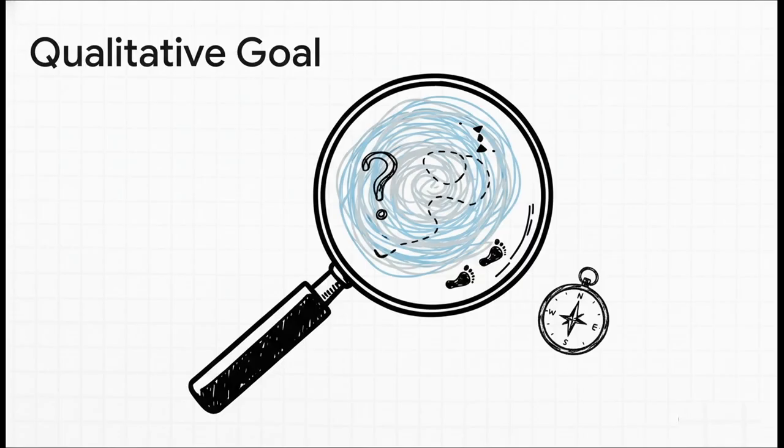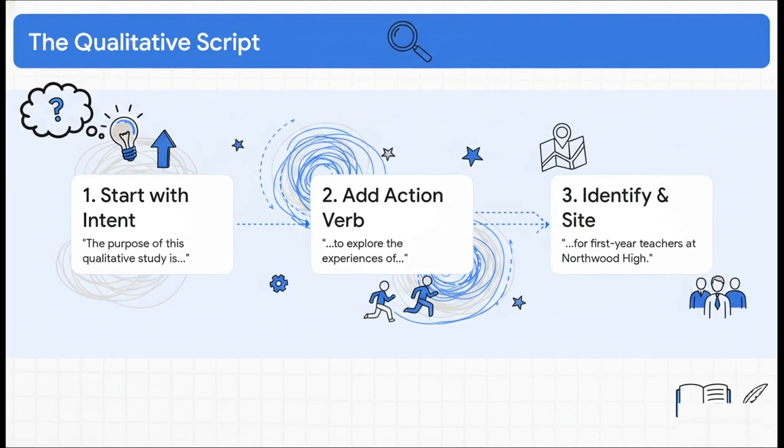And the language gives it away. You'll see these open-ended words like explore, understand, discover. It's not about proving something right or wrong, it's just about uncovering meaning. And this is brilliant because it shows just how simple the structure can be. A lot of the time, researchers follow a kind of script. First, they state their intent. The purpose of this qualitative study is, then they add that action verb and the phenomenon to explore the experiences of. And finally, they identify who and where for first-year teachers at Northwood High. It's like a formula for discovery.